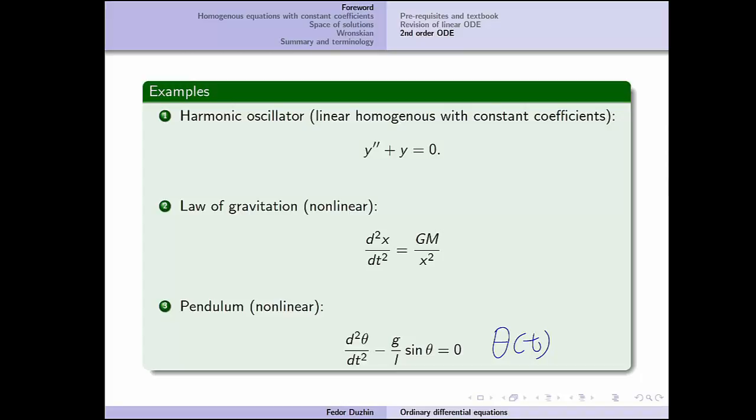So g is actually the acceleration of gravity. On the Earth it is 9.8 meters per second squared, and l is the length of the pendulum. Imagine that the pendulum could be something like 2.3 meters or something. The important part is that these are some specific constants. And again, it is nonlinear because we have sine of theta.